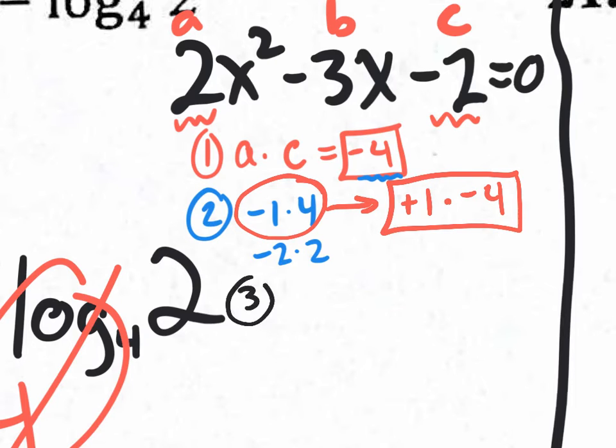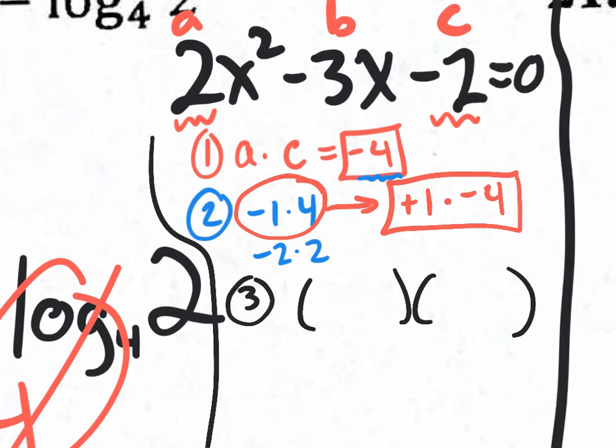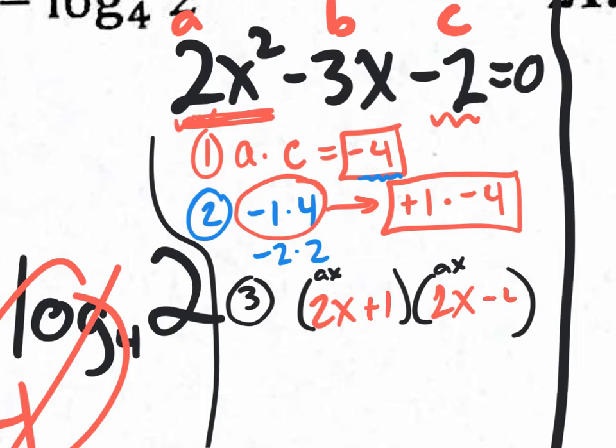I hope we remember step 3, which was setting it up into your answer format where you put ax and ax on the first part of your binomials. So ax is clearly 2x right here, 2x and 2x. And where do we get these other numbers from? From the pair of numbers from step 2. They just come right down and in here. Plus 1, minus 4. Now if you don't remember semester 1, you probably don't remember any of this. I apologize. It's probably easier for you to use the quadratic formula.